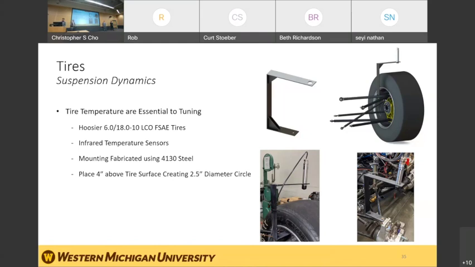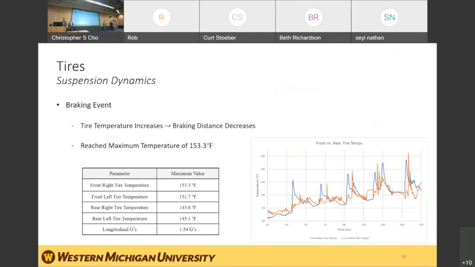So infrared temperature sensors were installed on the vehicle to monitor tire temps while driving. A mount was created out of 4130 steel to hold the sensor 4 inches above the tire, creating a 2.5-inch diameter circle gradient. During the braking event, where 5 runs were completed, the car showed improvement over each of the 5 braking runs. It was concluded that as tire temperature increased, braking distance decreased, meaning as your tires are heating up, your grip's improving, and your stopping distance is shortening.